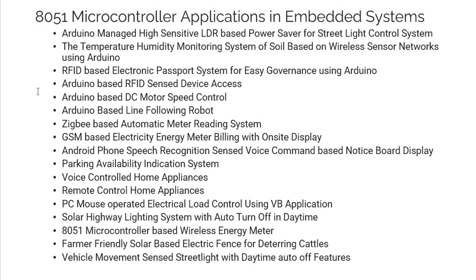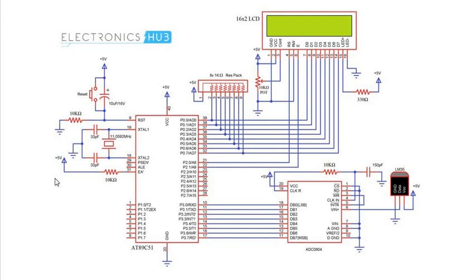So there are so many applications, like it can control street lights, etc., the RFID sensor, DC control, Zigbee, GSM, remote control, farmer friendly solar based electricity, and vehicle movement system, etc. The 8051 applications are endless, and if you want some applications, now let us see the smaller applications. Now these are the different applications which we can see in real life.